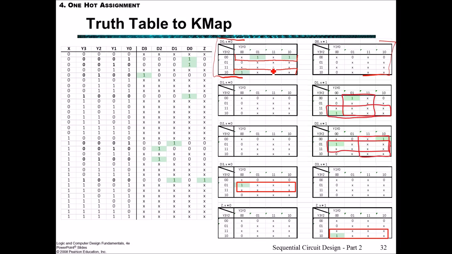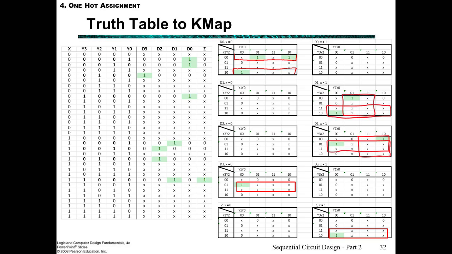For the moment, we can draw a rectangle here around 8 terms, and an 8 for D3, and an 8 for the output Z. And this is mainly because of all of these don't cares. It makes it easier to draw the larger rectangles. So now when we take those rectangles from the K-maps and write out what the equations are, they will look like this. D3 and Z are relatively straightforward, the same as D0. We have when X is false and Y2 is true, and where X is true and Y3 is true.